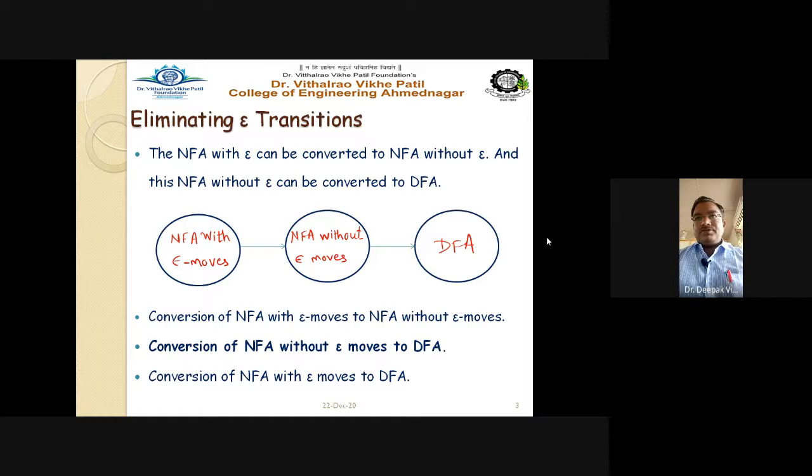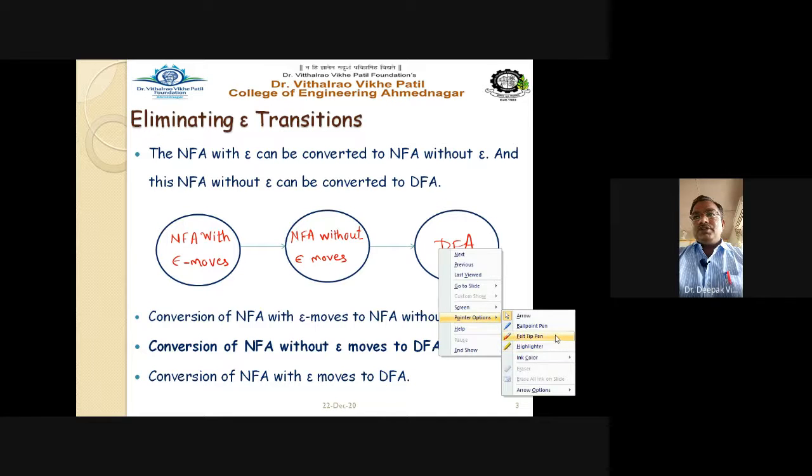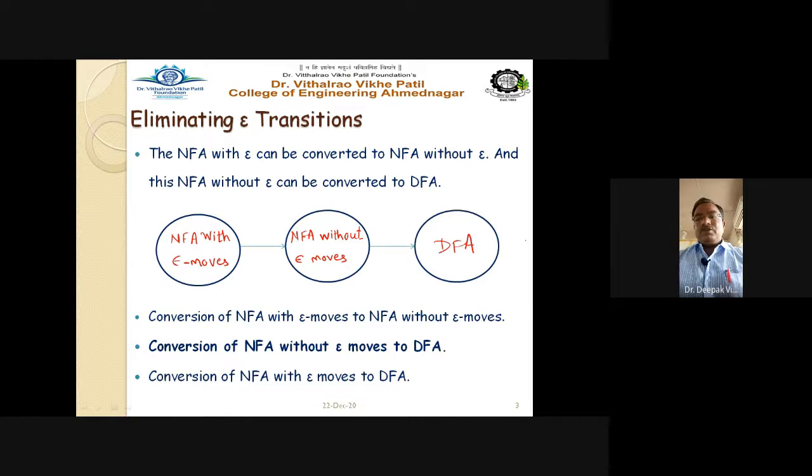Conversion of NFA with epsilon moves to the NFA without epsilon moves, right? So this one is already we have discussed. Then the second important point is nothing but how to convert NFA without epsilon moves to DFA.